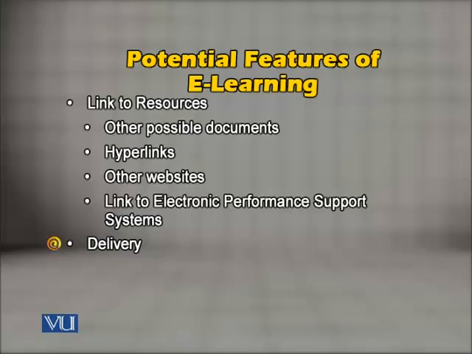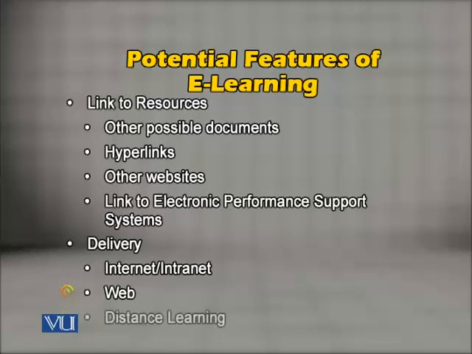The next category is delivery. So there are a number of possibilities in which you deliver e-learning. So the possibilities we just discussed, it can be over the internet, or you can deliver your training over the intranet, where only your organizational members can access the training content, or you can deliver training over the web, over a website, or you can deliver distance learning as well. So there are different possibilities of delivery that can be added into your e-learning program.